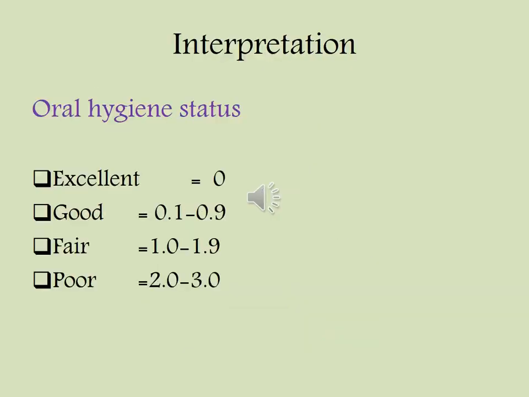Depending upon the total score calculated, we can grade the oral hygiene status of the patient. The oral hygiene status of the patient is said to be excellent when the score is 0. When the score ranges from 0.1 to 0.9, the oral hygiene status is good. Oral hygiene status is fair when the score is between 1 and 1.9, and when the score is between 2 and 3, the oral hygiene status is poor.